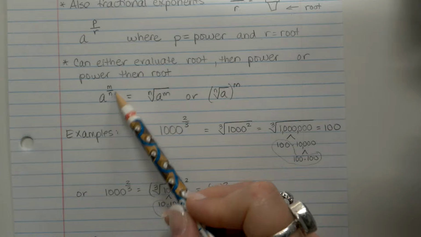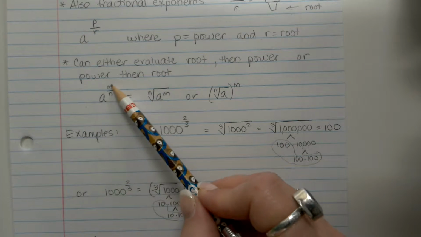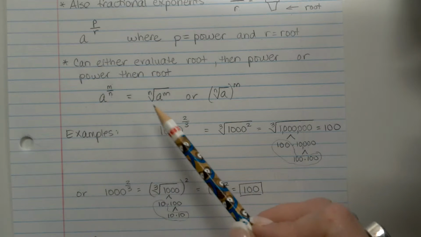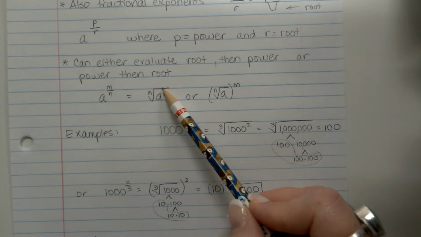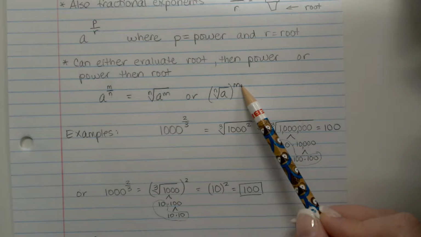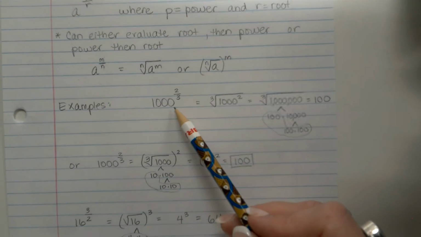Here's another way to evaluate it. I just want to make sure that you understand. When you're taking a number and raising it to a power and then taking a root, you can do it in either order. In this case, I wanted to raise my number to the power first, then take the root. In this case, I wanted to take the root first and then raise it to the power. So you can do it either way. That's fine. So let's get an example.